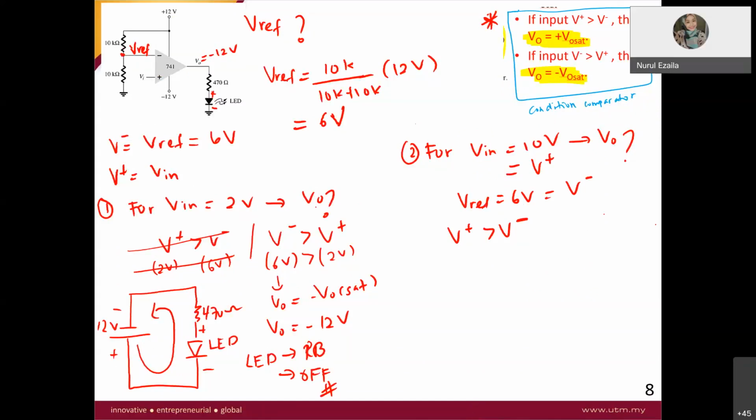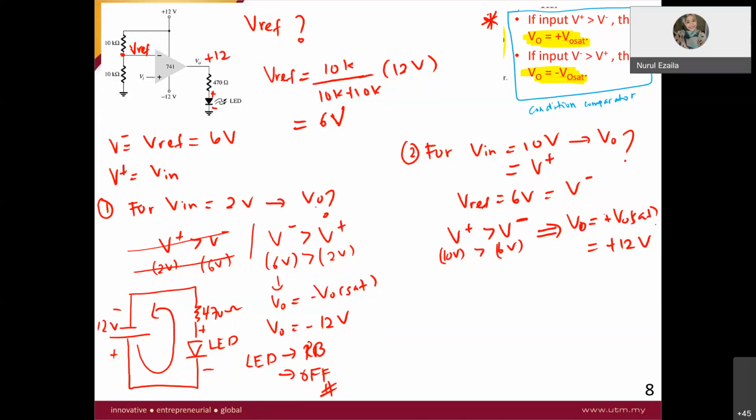Yes. So in this case, V in is 10 volt, which is greater than 6 volt. In this case, you will get your V out equal to, look at the table above, V out saturation, which is plus 12 volt. So when V out is plus 12 volt, this node becomes plus 12 volt.